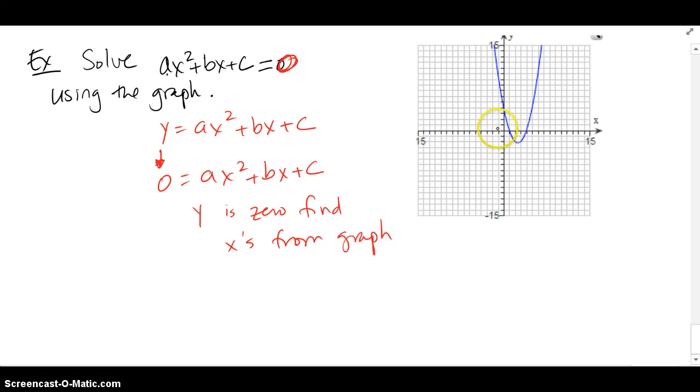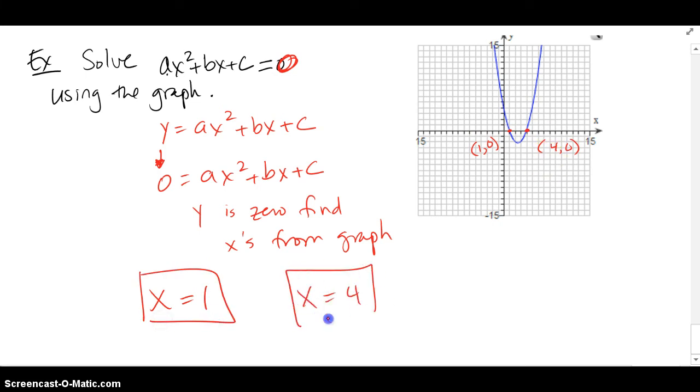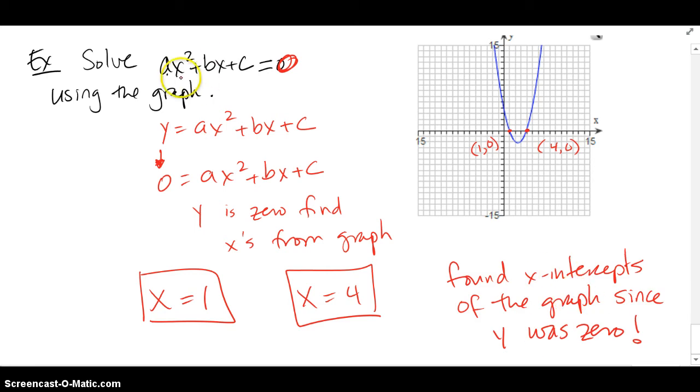If I go to the graph, here is where the y value is 0, and here's where the y value is 0. What are those ordered pairs? So those x's with y value 0 are 1, and the other one is 4. So all we really did was find x-intercepts. Keep in mind, if your quadratic equation is set to 0, you're basically looking at the x-intercepts of your graph.